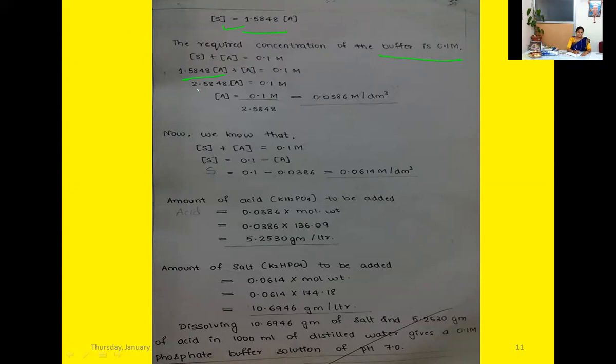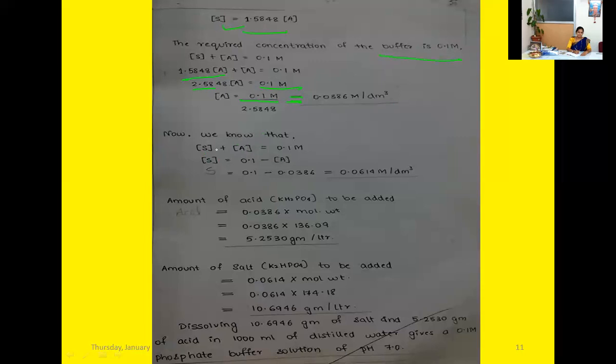Here you are going to write 2.5848 A, since there are two A's, two acid. So 2.5848 A is equal to 0.1 molar. Therefore A is equal to 0.1 molar divided by 2.5848, which is, you are going to get here, 0.0386 mole per dm cube.